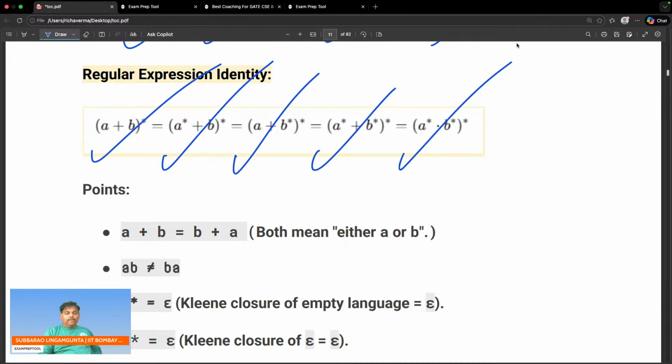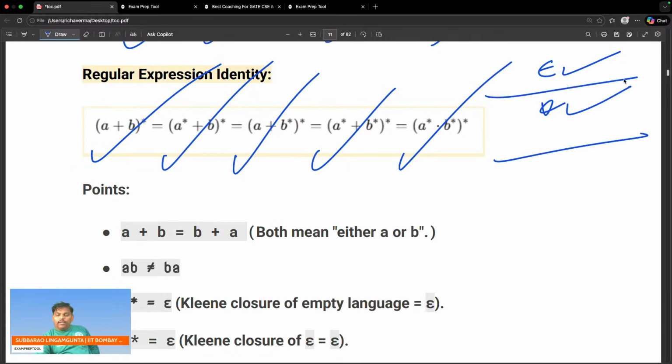One more thing I want to say to you: in TOC, if you know epsilon properly and the star operator properly, you got the subject very easily. You need not do anything else. In my opinion, of all the subjects in computer science, the easiest one is this. Try to handle this properly.